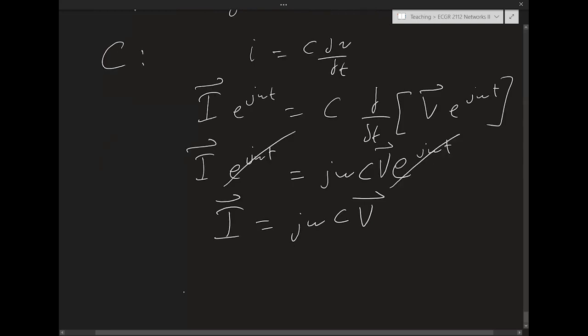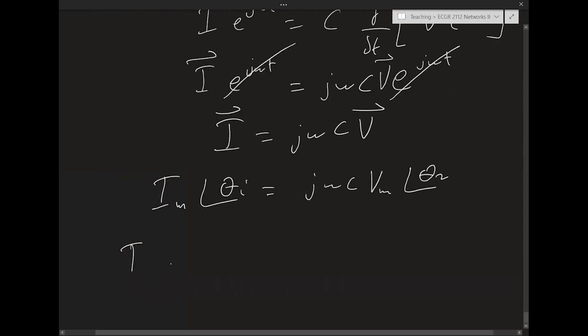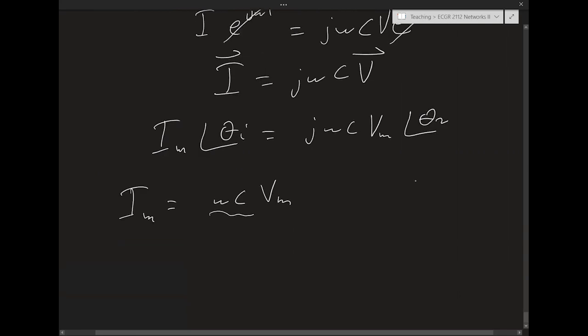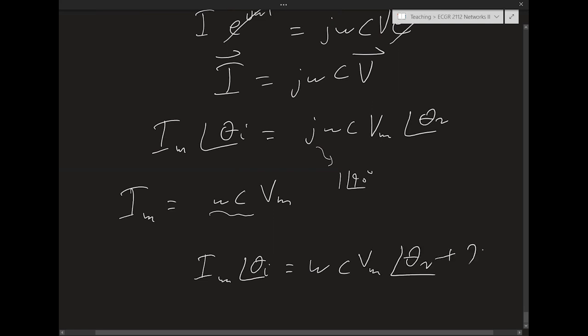That tells me that Im ∠θI equals jωC Vm ∠θV. So the magnitude of Im equals, oh, not j, just ωC Vm. So this is something akin to Ohm's law. But then the phase now, I use the same trick. This is 1 ∠90 degrees. So I end up with Im ∠θI equals ωC Vm ∠(θV plus 90 degrees).